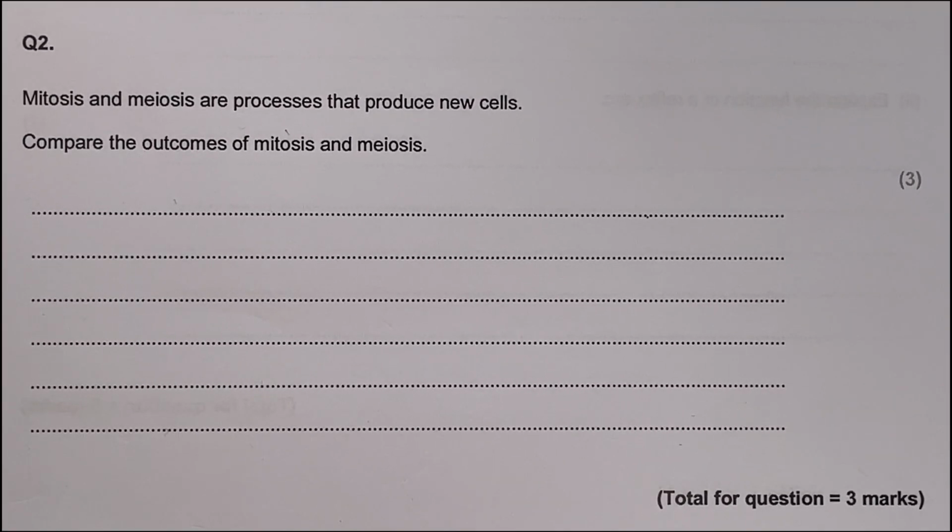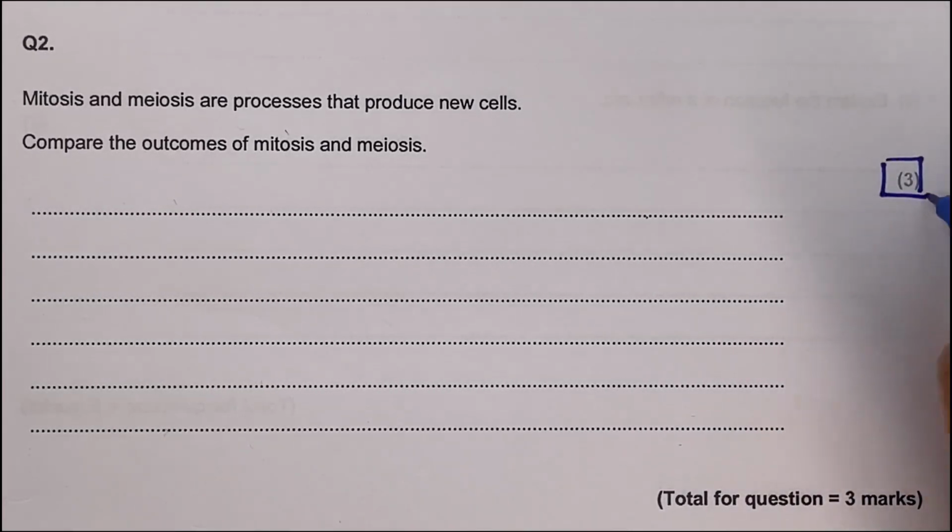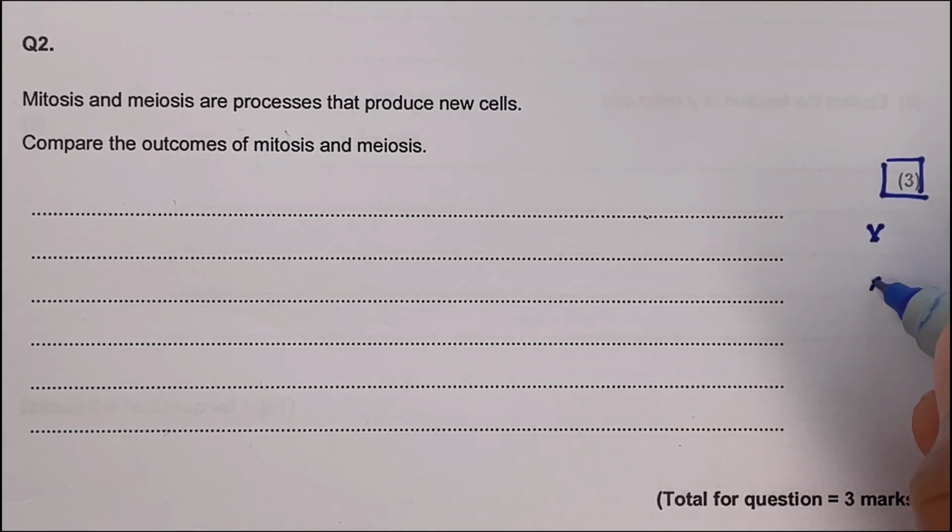Mitosis and meiosis are processes that produce new cells. Compare the outcomes of mitosis and meiosis. Step 1. How many marks is the question worth? Question is what? 3 marks. That means I need 1, 2, and 3 points that are worth 1 mark each.